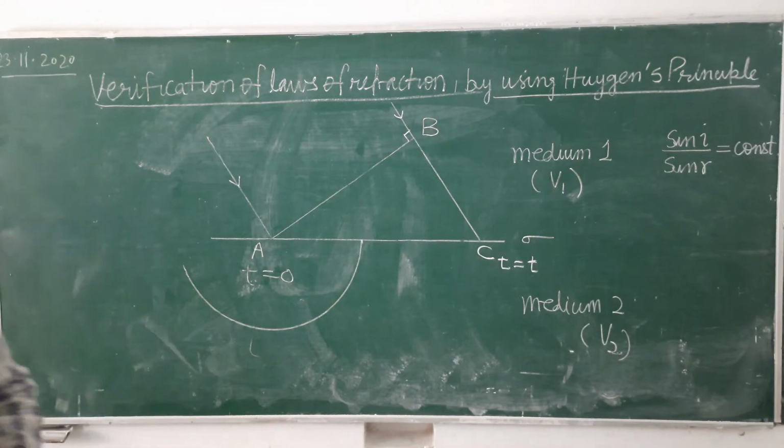From C, draw a tangent plane on this hemisphere. From C, you draw a tangent plane on this sphere. It is clear? So here I am drawing a tangent plane CD. Tangent CD. So you can see here.